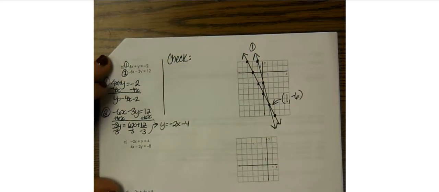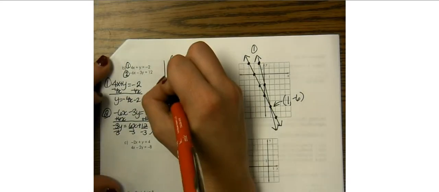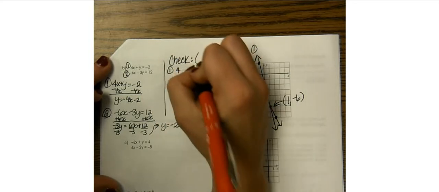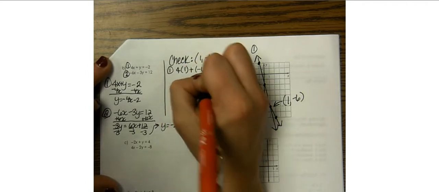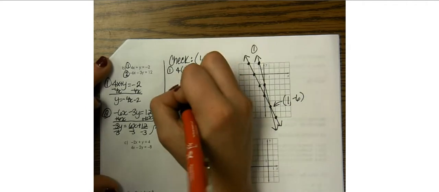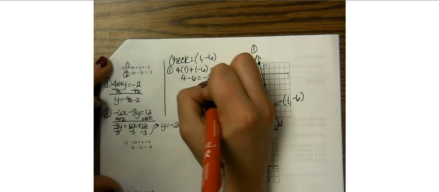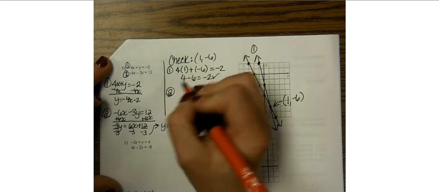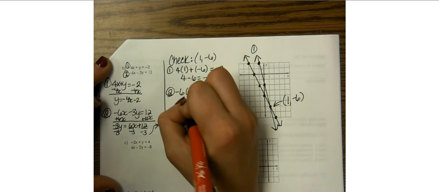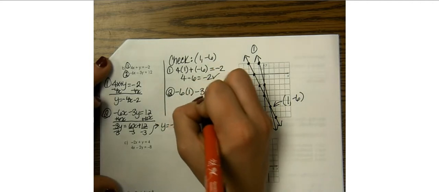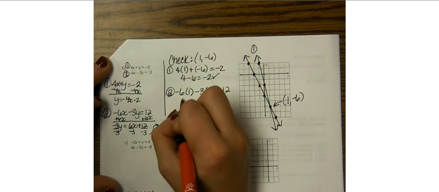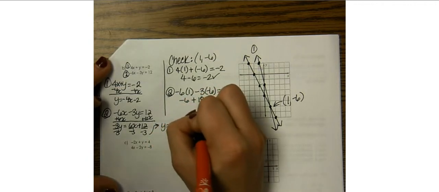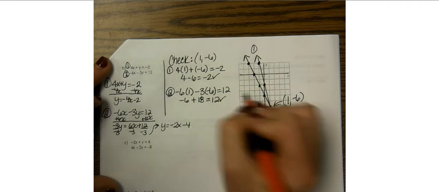So my check step, I'm going to check number 1. I'm going to check the ordered pair (1, -6), and I have 4 times 1 plus -6. Is that equal to -2? Is 4 minus 6 equal to -2? Why, yes, it is. In equation number 2, I have -6 times 1 minus 3 times -6. Does that equal 12? Yes, -6 plus 18 does indeed equal 12. So I've just shown that it works for both.